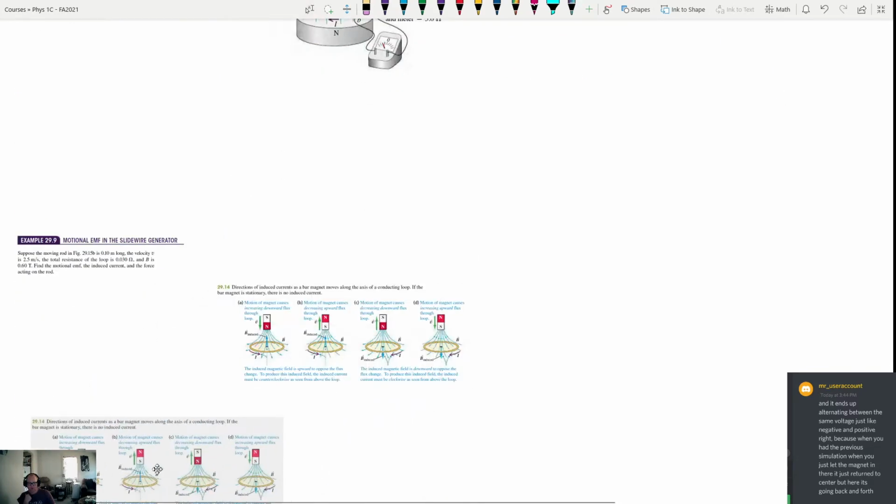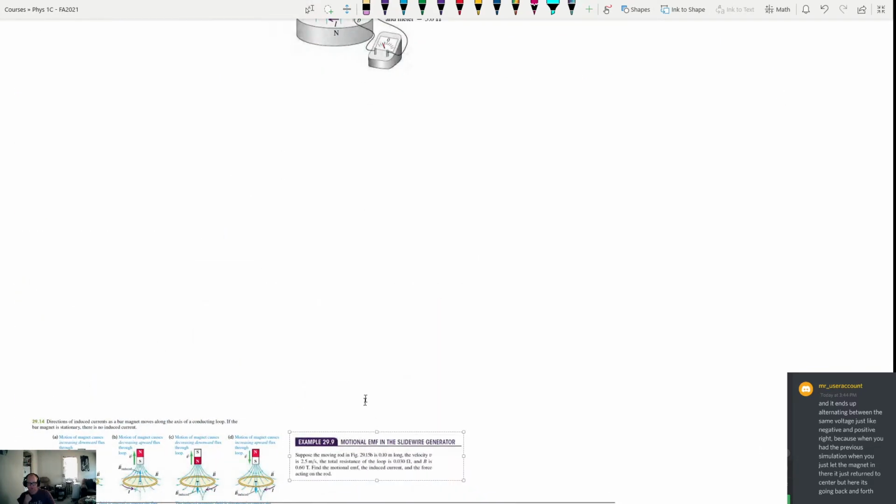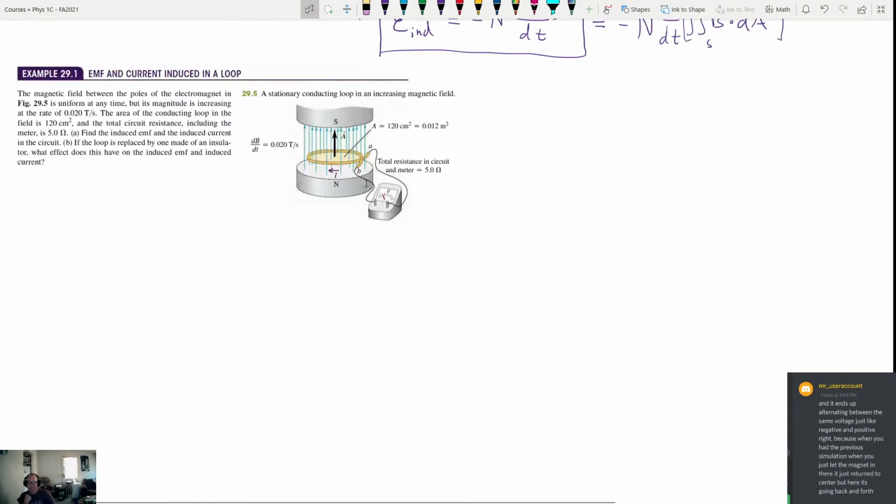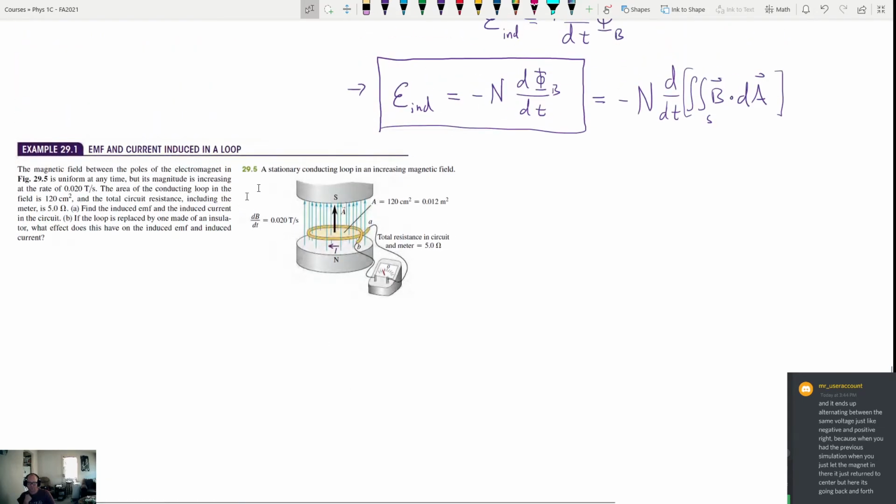Okay, so here we have the EMF and current induced in a loop. Notice this is EMF, by the way, not current. To get current, you're going to have to divide by resistance.